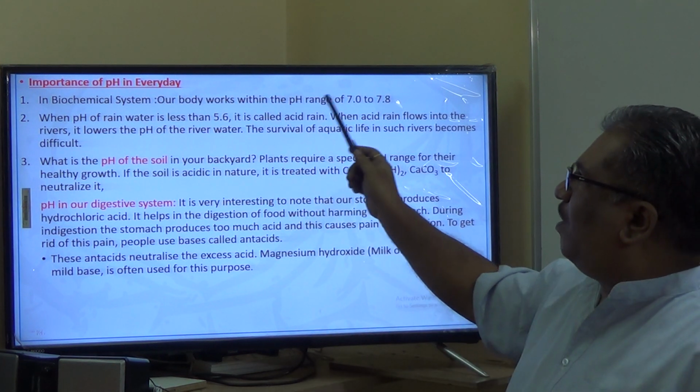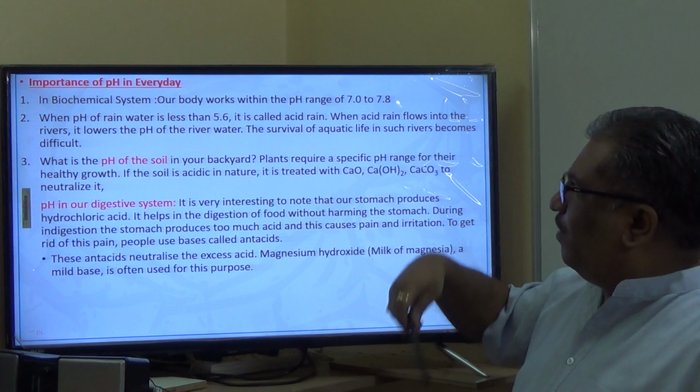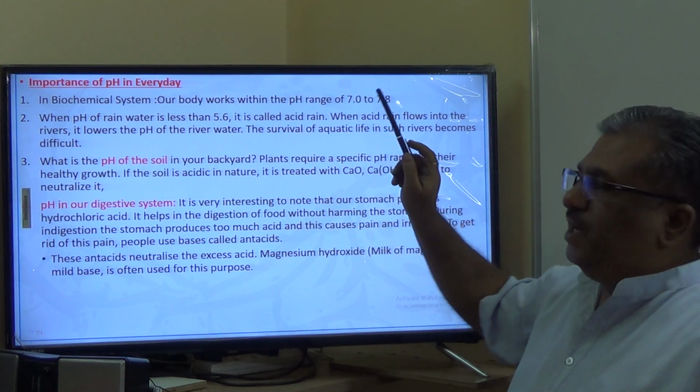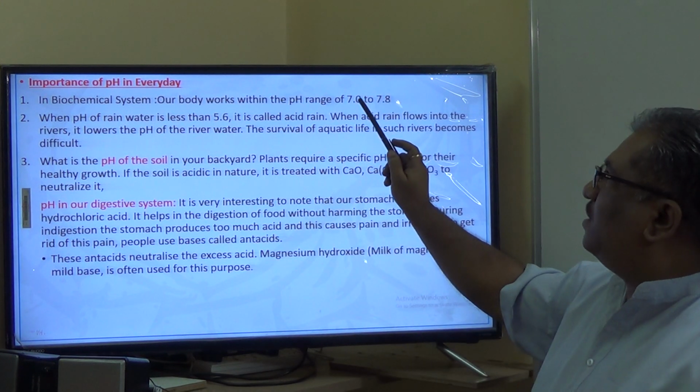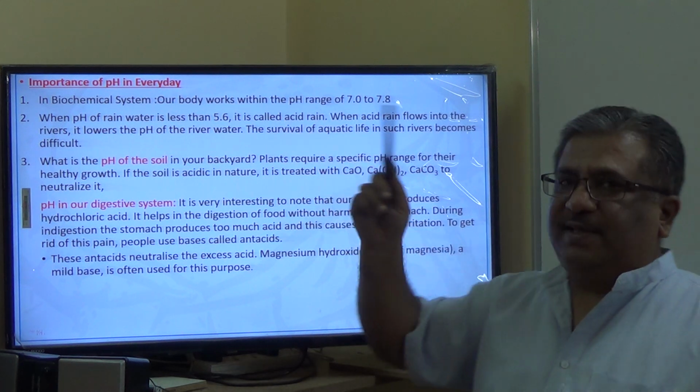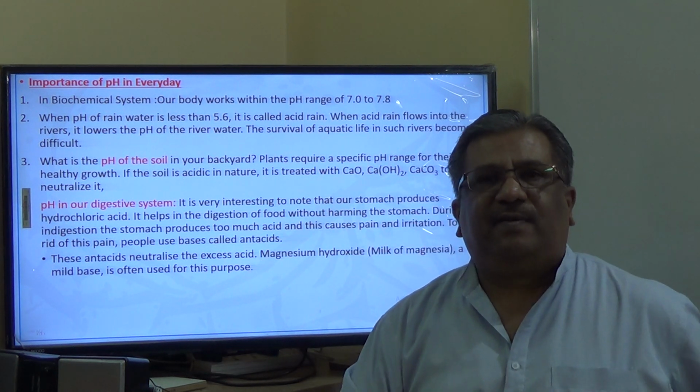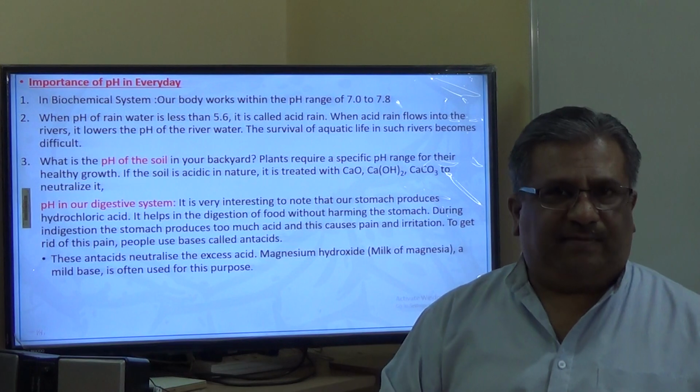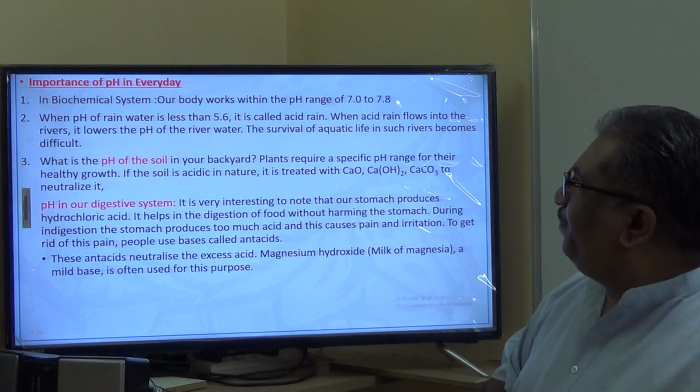Because most organisms, animals as well as our human body, work in a very narrow range of pH, which is 7 to 7.8. So if it is acid rain, then definitely it is going to be a threat for aquatic life, isn't it? That is what is given.